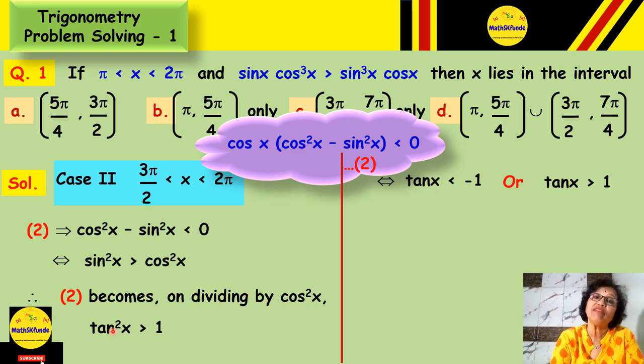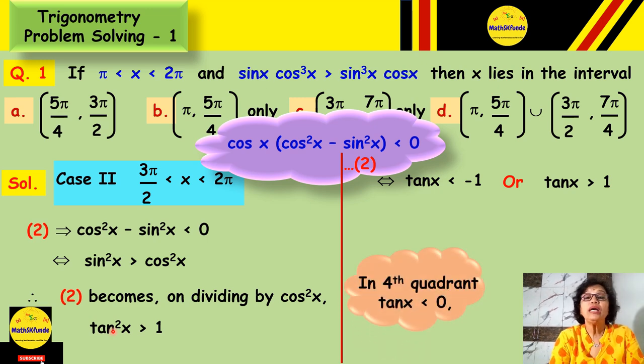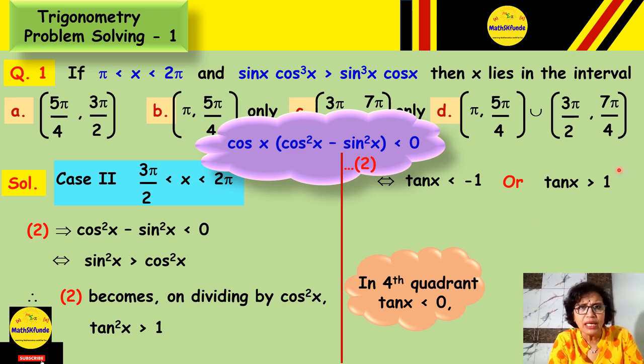And from here, perhaps I will be able to find out what are the values of x. Okay. Now, you are in fourth quadrant, don't forget. Now, if you are in fourth quadrant, then tan x is negative. If tan x is negative, then don't you think that this part is of no use? That we are saying tan x greater than 1. Because this will surely give me all positive values of tan x.